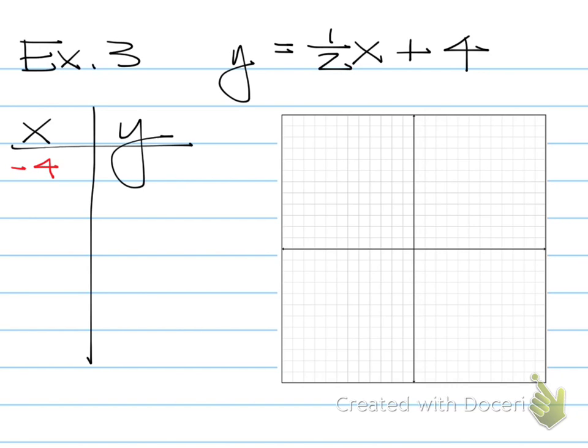All right, so I'm going to choose -4. -4 is a multiple of 2. -2 is a multiple of 2. 0 and 2 are also multiples of 2.